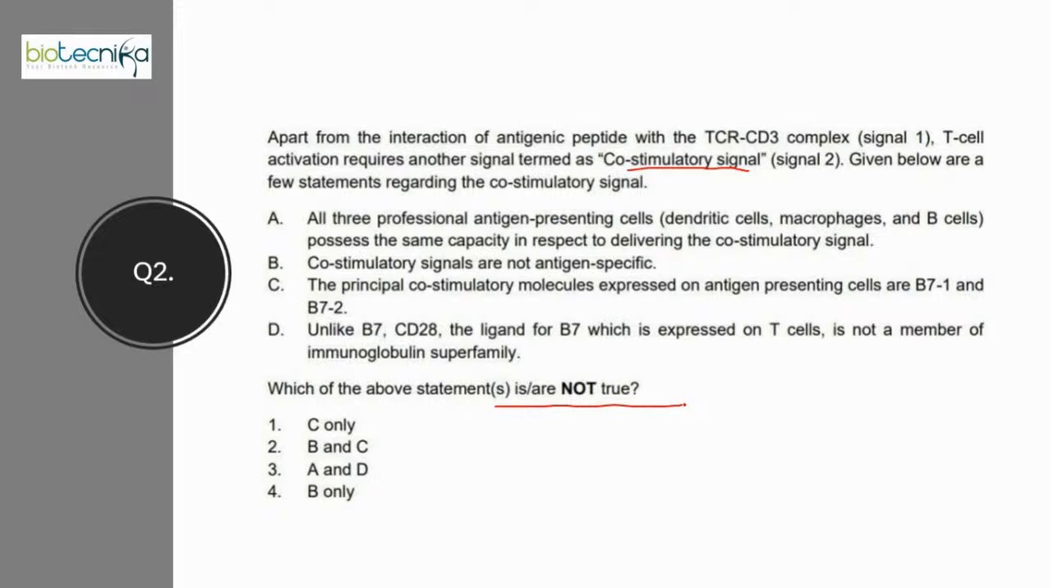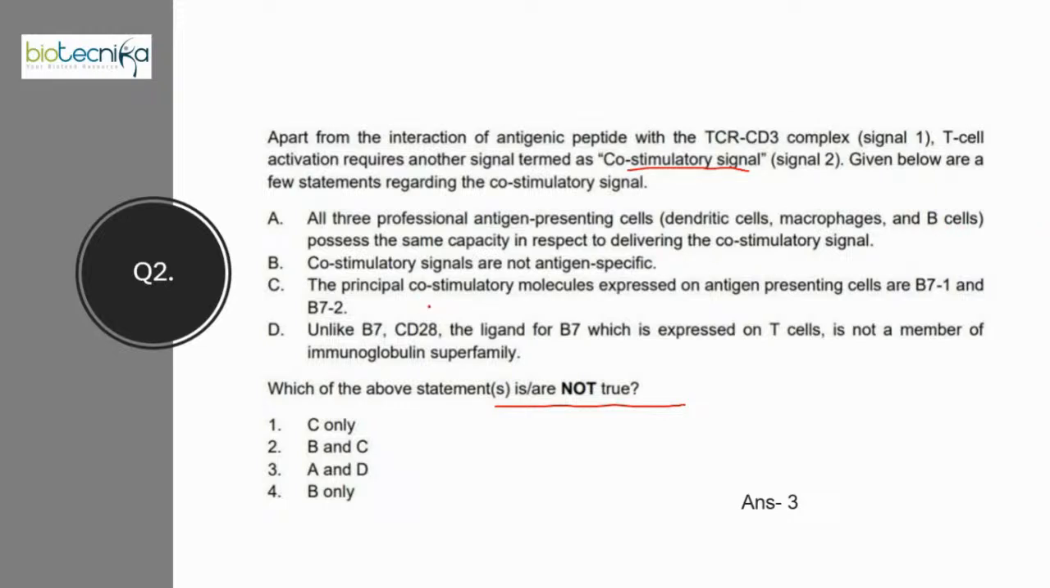Yugender is saying 1, Navya is saying B. Alright, the correct answer here is 3. Not true: all three professional antigen presenting cells possess the same capacity in respect to delivering the co-stimulatory signal. This is not true, it is different. They have different ways of presenting.